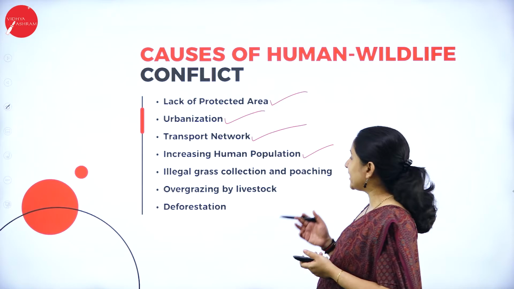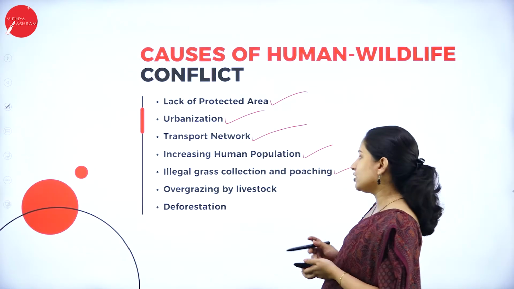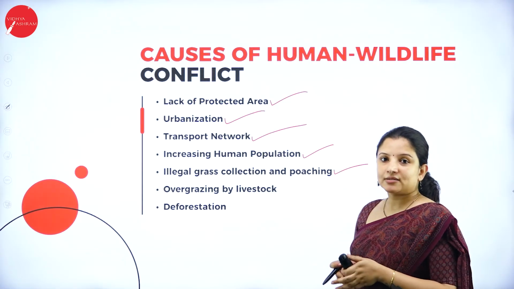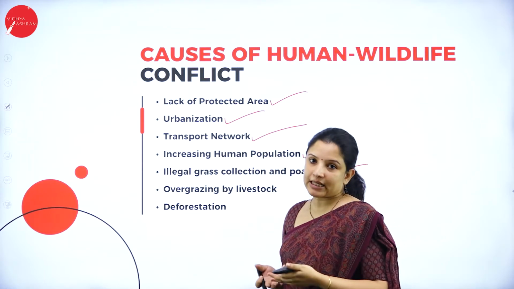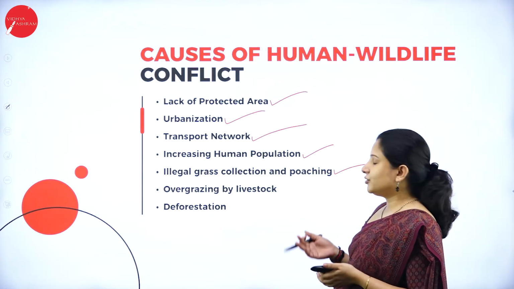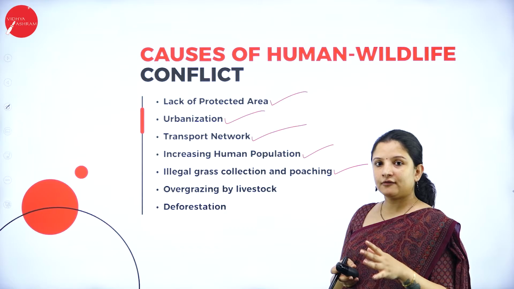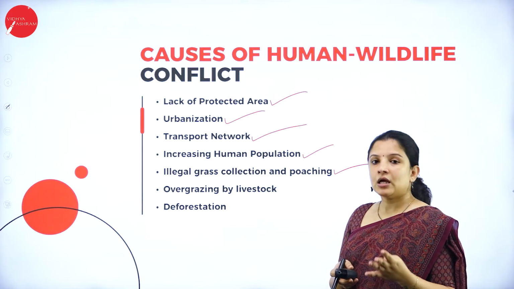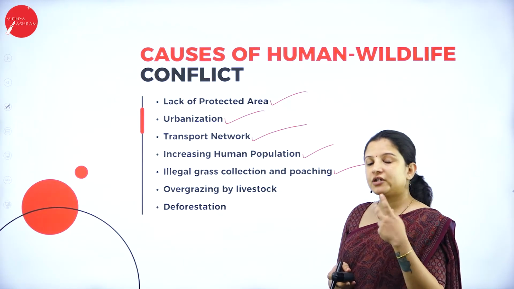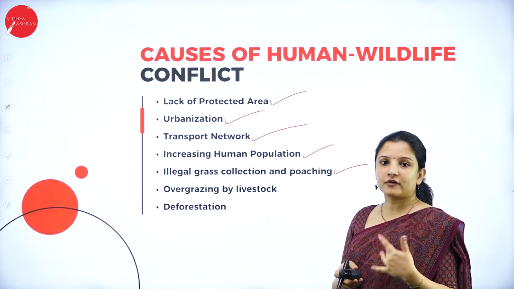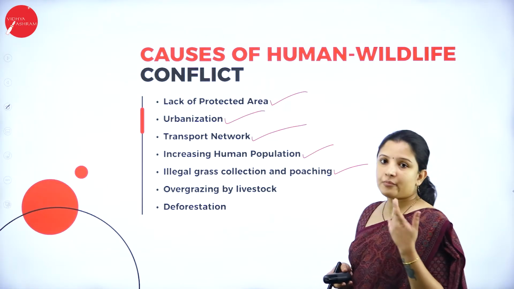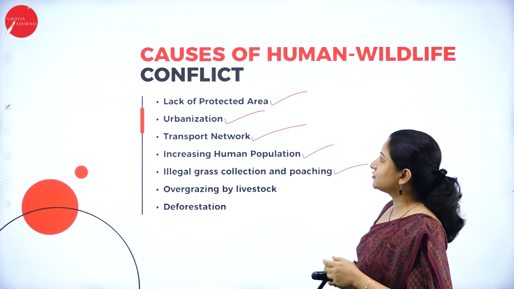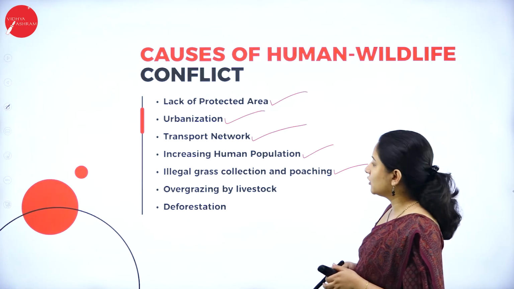Next is illegal grass collection and poaching. Illegal grass collection is done in order to feed the livestock, and there is also poaching of animals for recreational purposes, to make artifacts out of the tusks or the horns that are obtained from the animals, and also for medicinal purposes. So all this has also led to human-wildlife conflict.